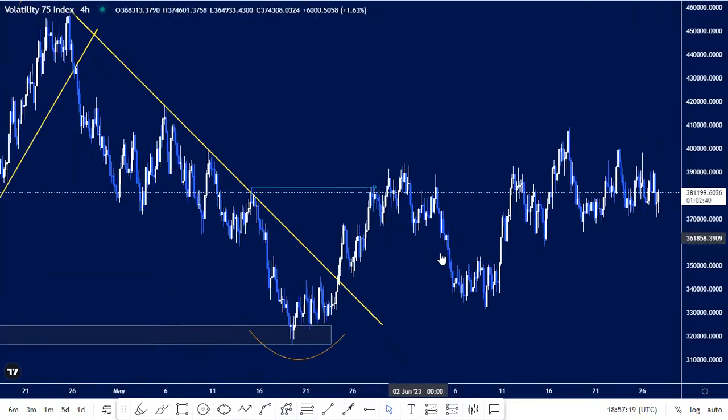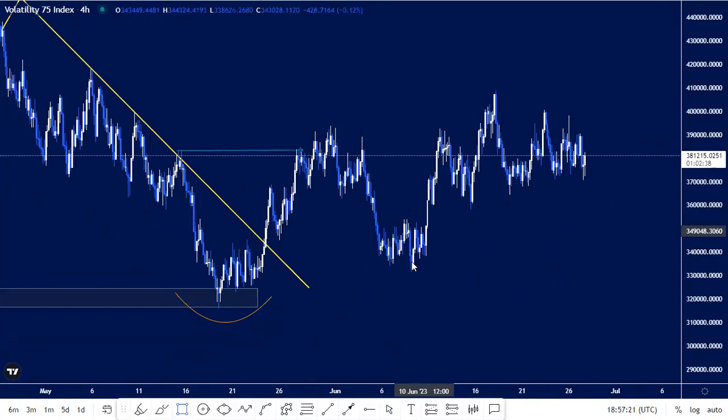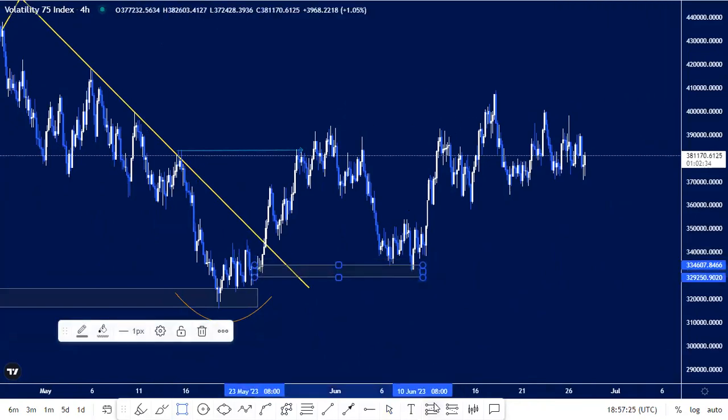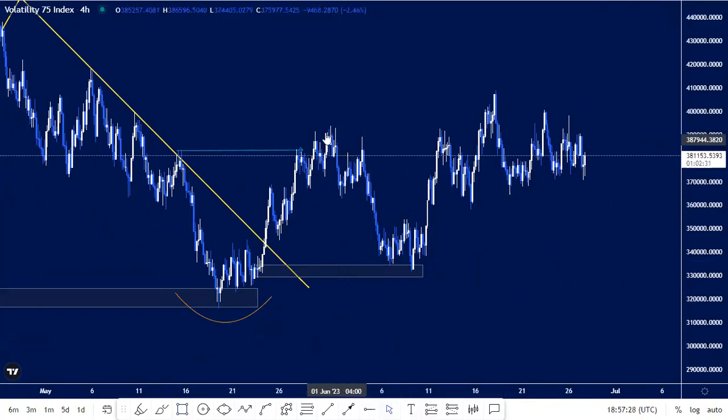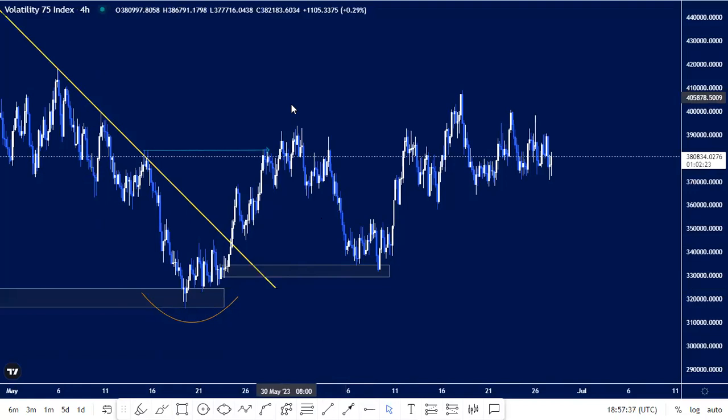After every change of character, you expect a pullback. I spoke about this move before it even happened. If ever you were really paying attention, you realize that we spoke about this move before it happened. I said the market is going to pull back, and we spoke about all of that before it even did that.